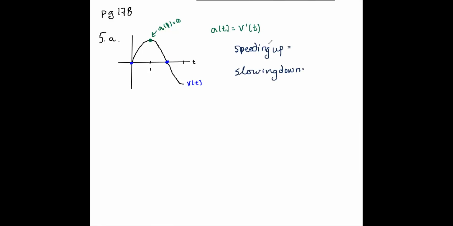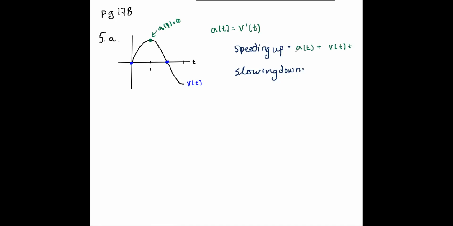So let me see if I remember this correctly. Speeding up is when both the acceleration and velocity share the same sign, positive or negative. So if the acceleration is a positive value and velocity is a positive value, or if they're both negative, it is speeding up. I don't know if that's a good way of looking at it.